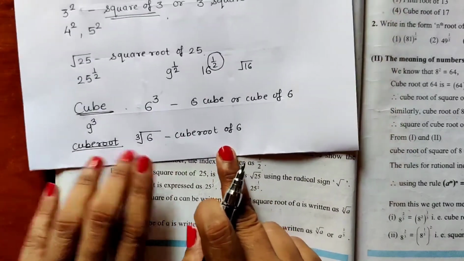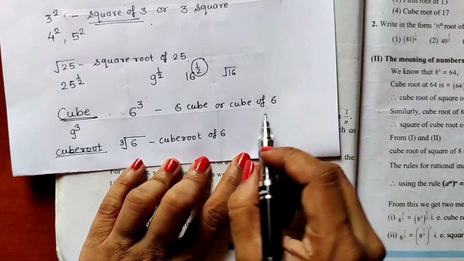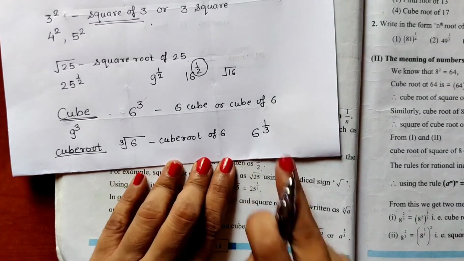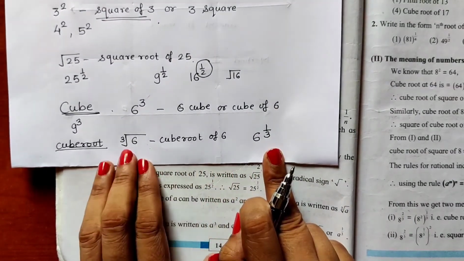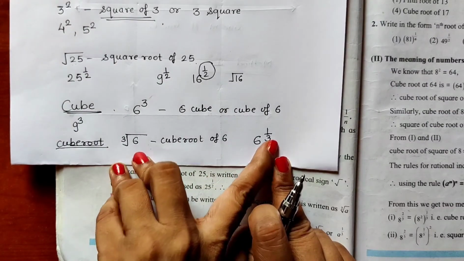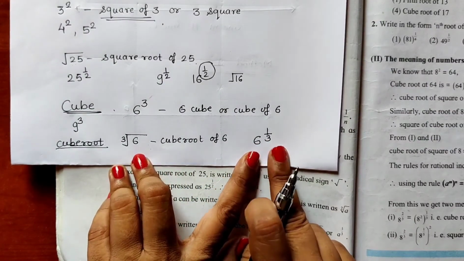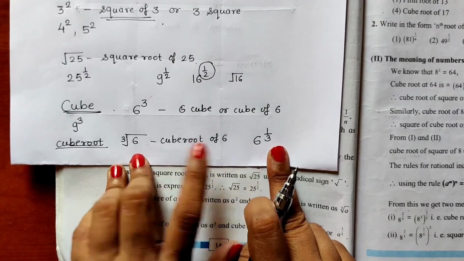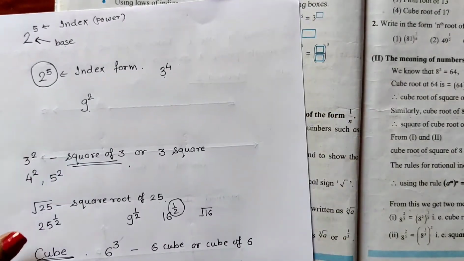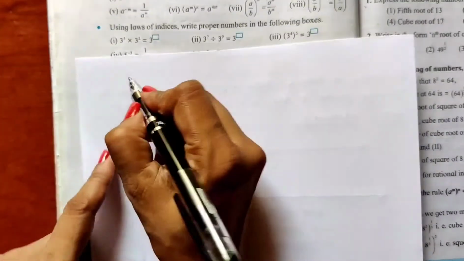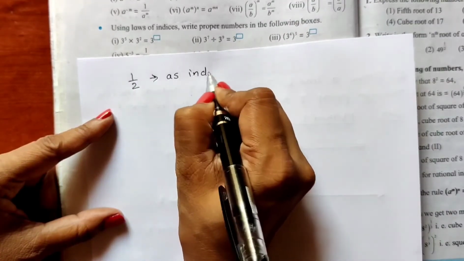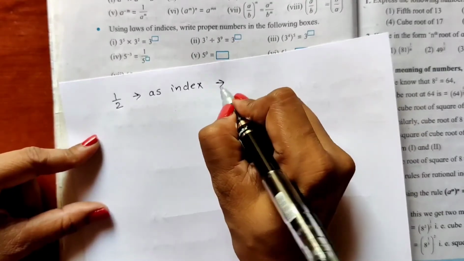Instead of using the symbol, we can write it in the index form also as 6 raised to 1 upon 3. So this is cube root of 6. In this way, by using the symbol we can write cube root of 6, and in this way, by using index form also we can write cube root of 6. Okay. So when we write 1 upon 2 as the index, it means what? Square root.